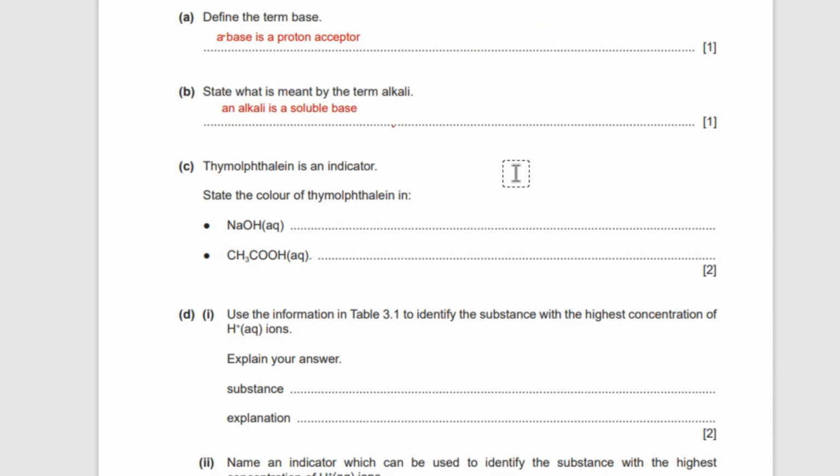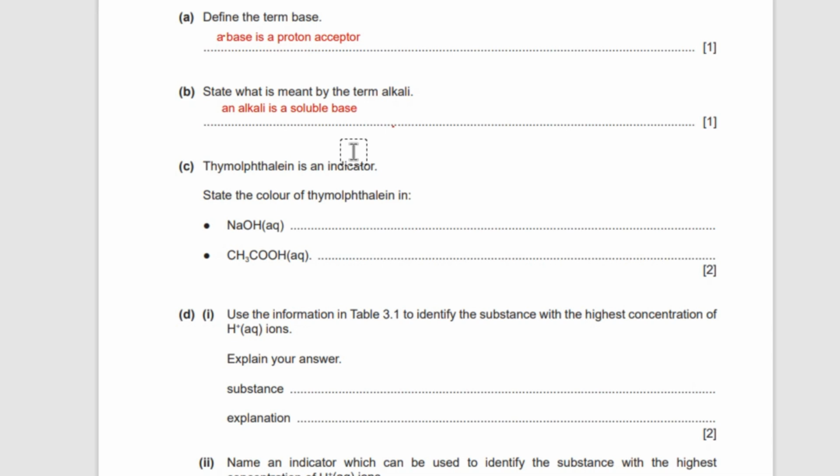Okay, phenolphthalein is an indicator. State the color of phenolphthalein in a base, specifically in sodium hydroxide, and in an acid. So generally, an indicator is any chemical substance that can change into different colors. When you put it in an acid, it gives you a color different from when you put it in a base, and a color different from when you put it in a neutral substance. Okay, so that is an indicator.